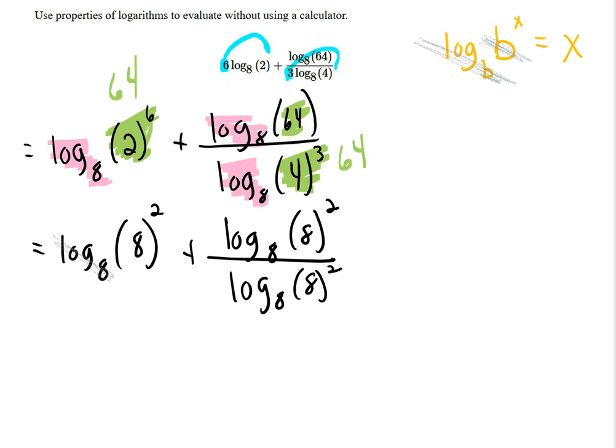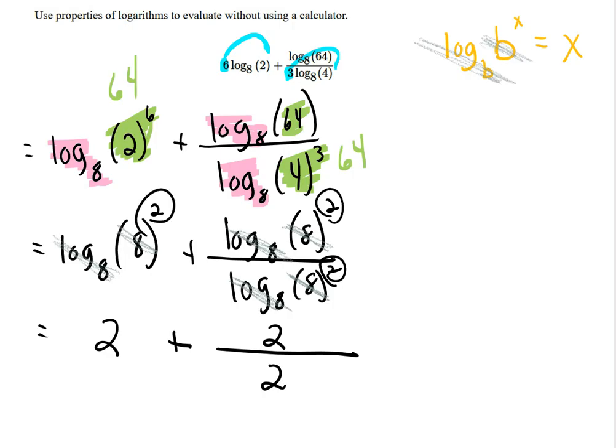So if this log base 8 and that base 8 cancel out, you're just left with the 2 plus, and then this log base 8 cancels this 8, so the numerator becomes a 2, and this log base 8 and that base 8 cancel, and you're left with this 2 here. All these 2's you're left with. So this is really 2 plus 2 divided by 2 is 1, and 2 plus 1 is 3.